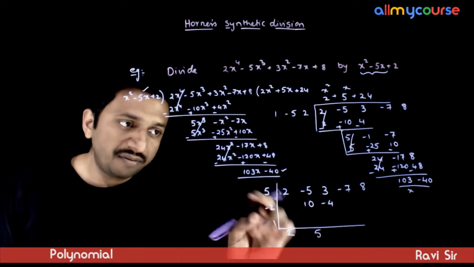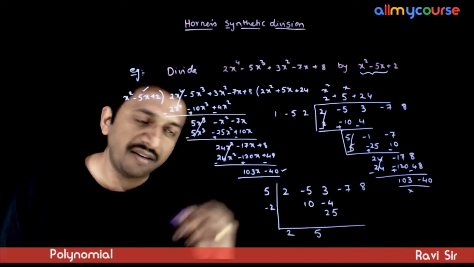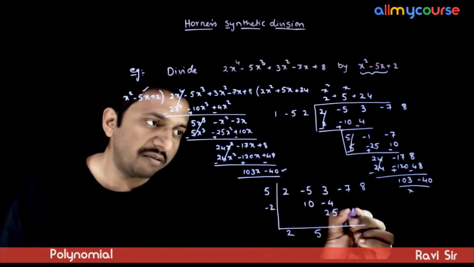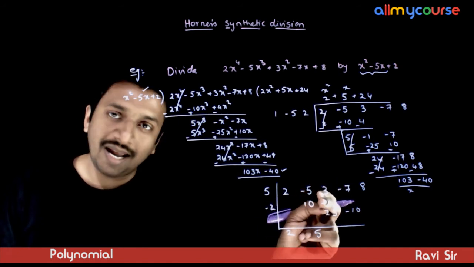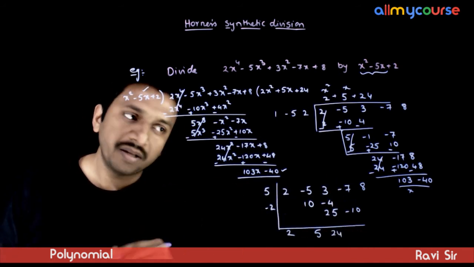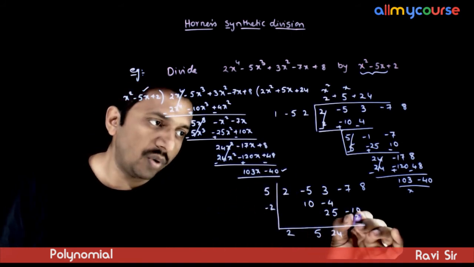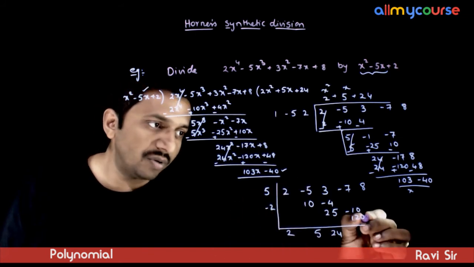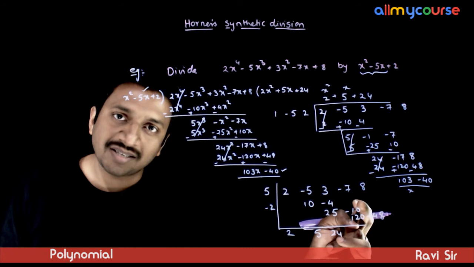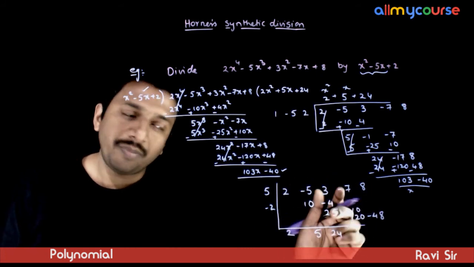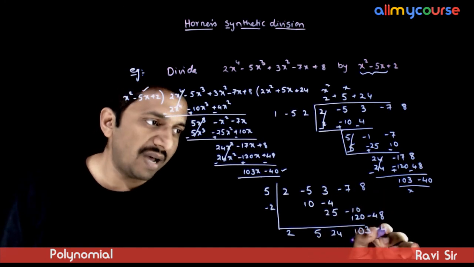Now use this 5 and write the terms. 5 5s are 25 and 5 minus 2s are minus 10. So 25 plus 3 is 28, minus 4 is 24. Now use 24 with 5. 24 into 5 is 120 and 24 into minus 2 is minus 48. So minus 7 minus 10 is minus 17, plus 120 is 103. 8 minus 48 is minus 40.